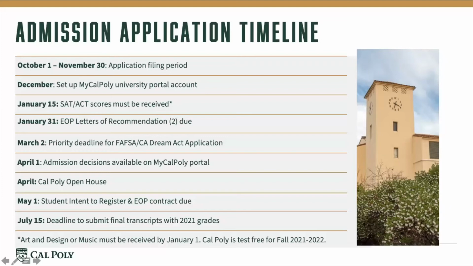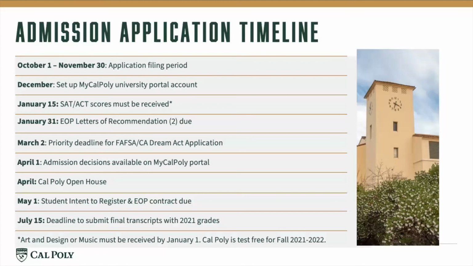Usually Cal Poly will host an open house on campus if public health conditions permit in mid-April. So please keep an eye on your email for additional Cal Poly open house information and to see when you are able to visit or learn more about campus. And then we will ask all of our students that are accepted to please let Cal Poly know of their decision whether or not to attend by May 1st at the latest. We call that the student intent to register, or SIR, and your EOP contract is also due on May 1st. So if you choose to attend Cal Poly, please let us know at the latest by May 1.